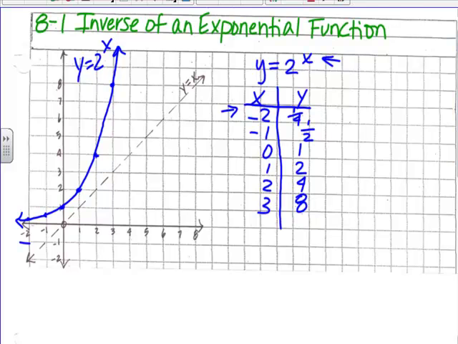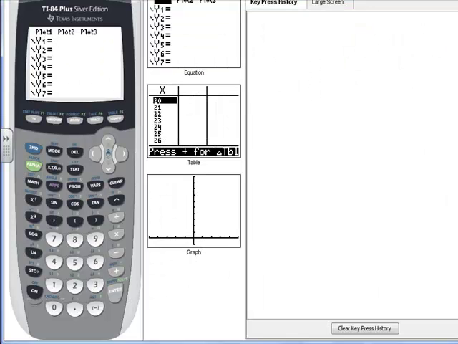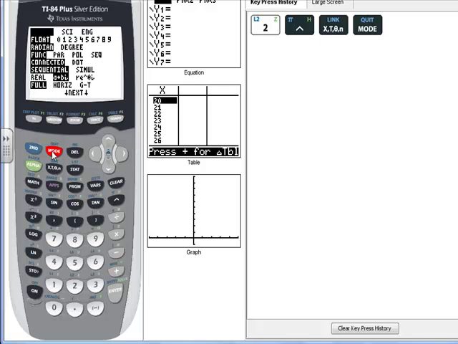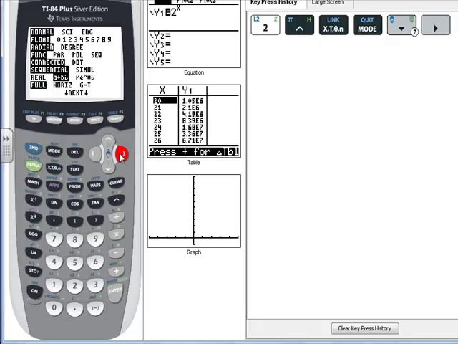Just as a reminder, if you get your calculator to help you do that, I'm going to type in 2 to the x here. And just for fun, just to remind you of the power of your calc, you could change it out of full screen and change it over to the graph table screen, which is not something I use a lot, but sometimes it's cool because you can look at the table and the graph at the same time.